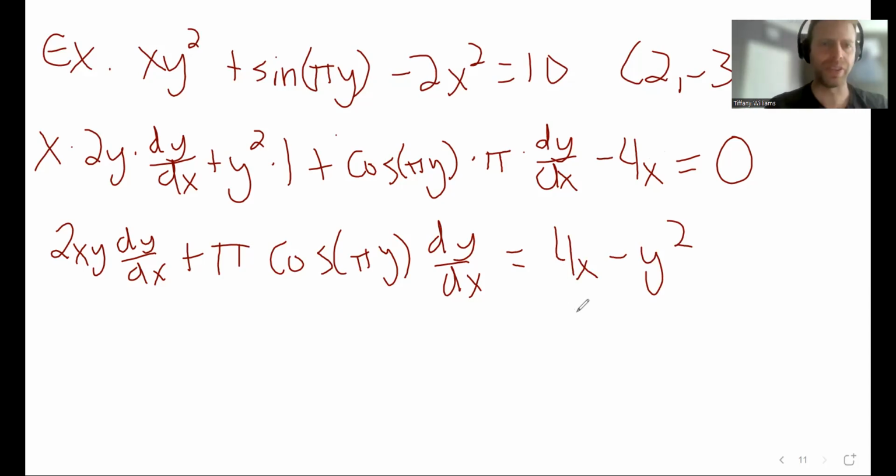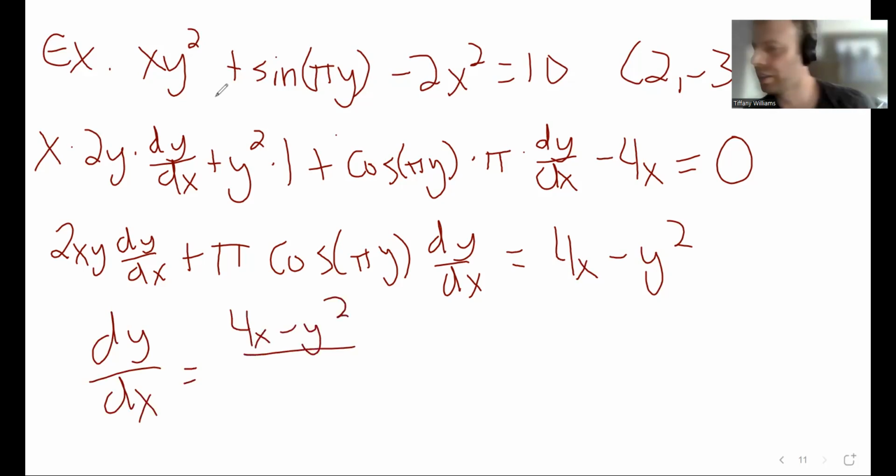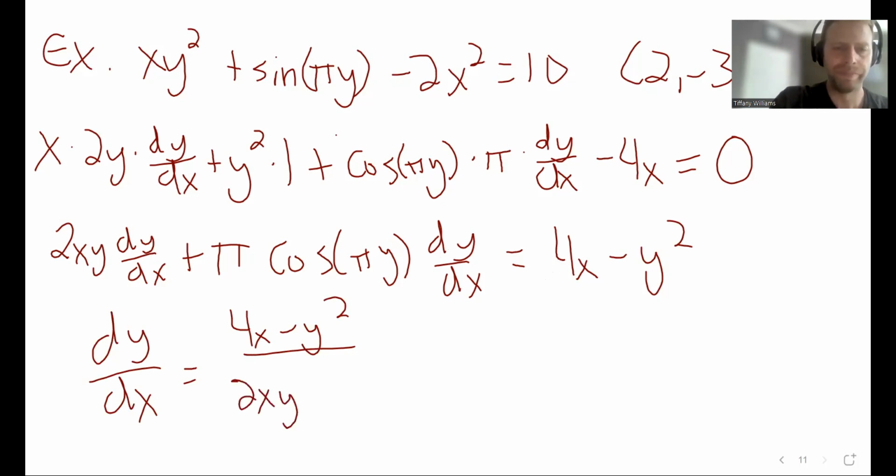Okay. So then, again, I'm going to combine two steps into one. Our next step here would be to factor out the dy/dx, and then we divide by what's left over. All right. That will give us the derivative. So dy/dx is going to equal this 4x minus y squared. All right. And then we put that all over, and remember, we factored out the dy/dx from both of these terms. So I'm going to be left with 2xy plus pi cosine of pi y. Okay.